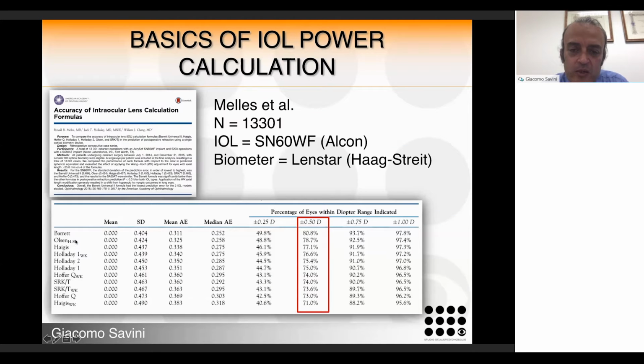Then 2 years ago, Melles and Holladay published the largest study ever on 13,000 eyes, always with the same IOL model, and again, Barrett first, Olsen second. So based on these three large studies, I think that we cannot exclude from our calculation the Barrett and the Olsen formula.